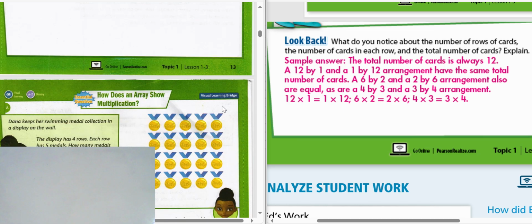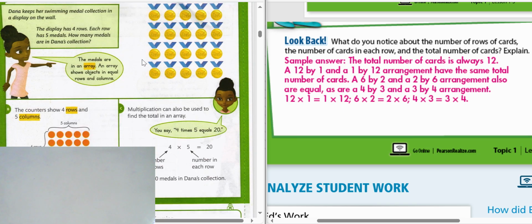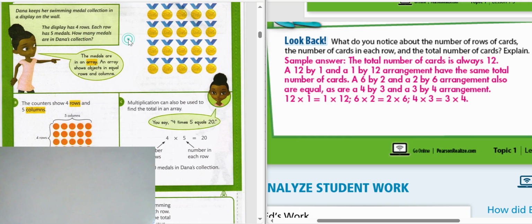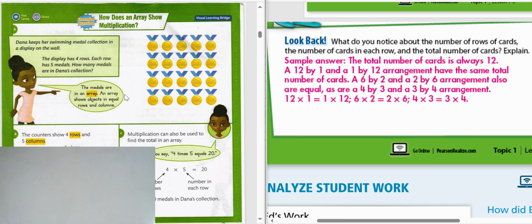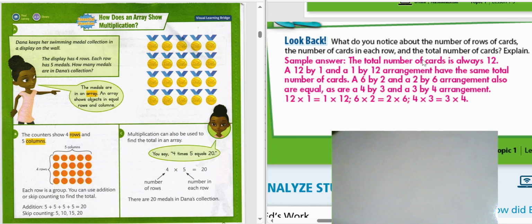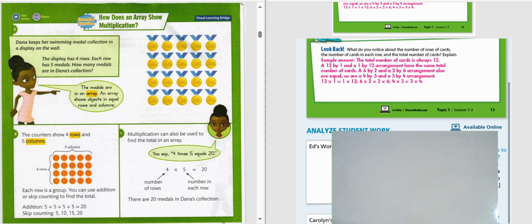Okay, next page. Here, this page, look with me. This example: how does an array show? Look at here. How many rows? Count with me. 1, 2, 3, 4. 4 rows. Each row contains 1, 2, 3, 4, 5. The total will be 4 times 5 equals 20.